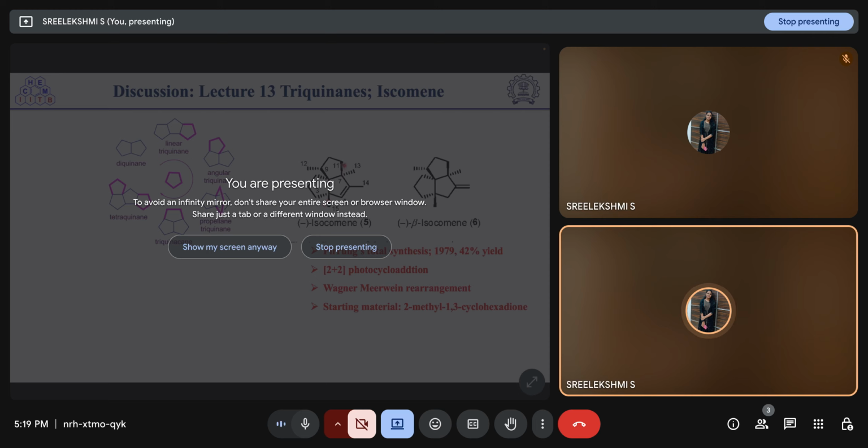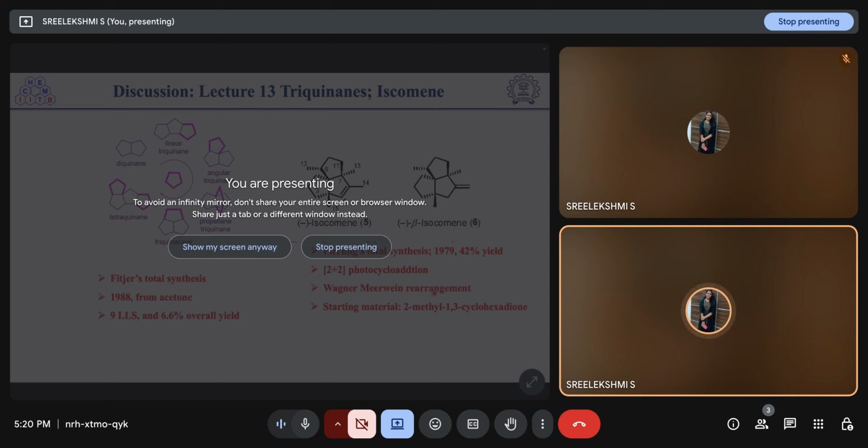Here also one methyl group, here also one methyl group, those are angular methyl groups. Pirrung's total synthesis involved 2+2 photocycloaddition and ring expansion by acid catalysis. It also utilized a Wagner-Meerwein type rearrangement for the conversion of a four-membered ring to a five-membered ring. The starting material was 2-methyl-1,3-cyclohexanedione, and the total synthesis was completed in 42 percent overall yield in 6 longest linear steps in 1979.